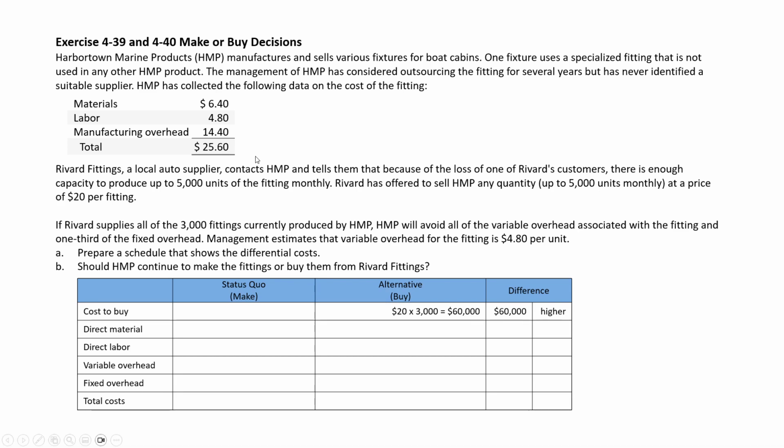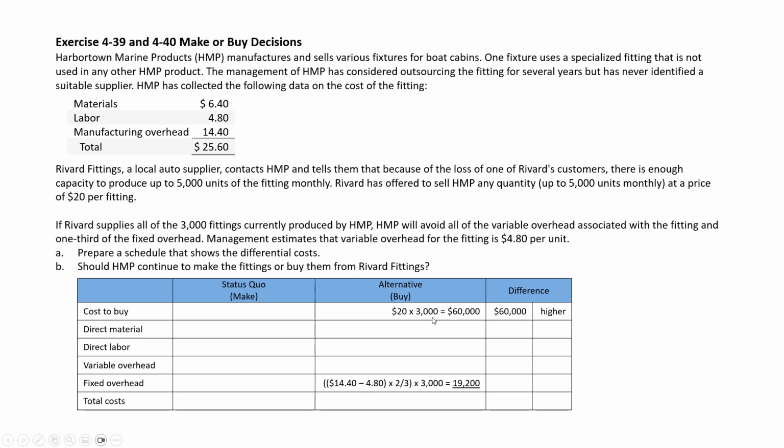Now, before I jump into the material, labor, and variable overhead, I'm going to be kind of anti-accountant-like and go to the end. Let's look at fixed overhead, and this is probably going to be the confusing area. Of that manufacturing overhead of $14.40 per unit, they've identified that $4.80 of it is variable overhead, and the variable overhead is going to go away if we don't produce the units. It's the definition of variable. It changes based upon the volume. So if I take the $14.40 minus the $4.80, that's going to give me the total amount of fixed costs per unit.